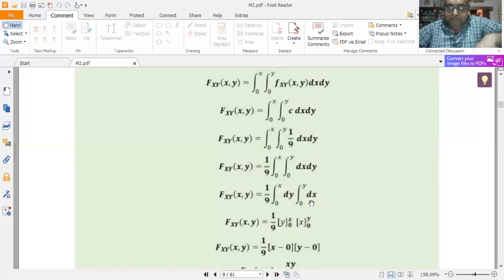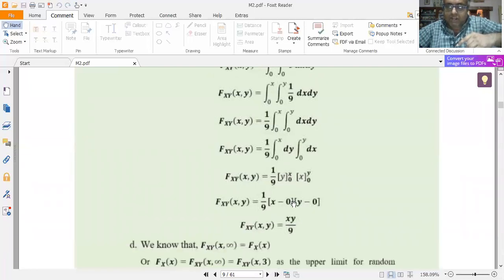Now, integral dy is y, integral dx is x. So this becomes 1 by 9 into y, limit 0 to x, into x, limit 0 to y. So substitute the lower and the upper limits. I get 1 by 9 into x minus 0, into y minus 0. So the joint CDF, capital Fxy of x comma y, is simply given by xy by 9.